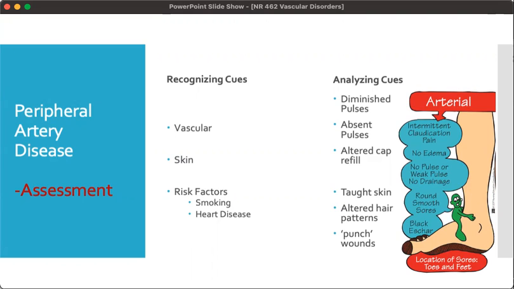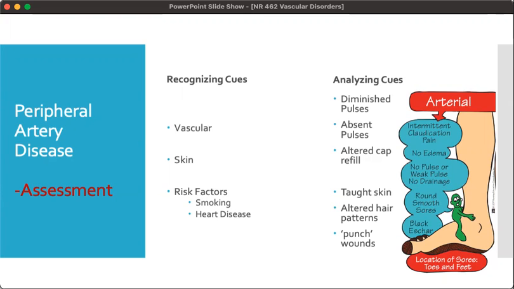These are patients who are also going to have very tight looking skin. It's almost like their lower leg, between their knee and their ankle, their calf area, has been shrink wrapped. And it's going to be disproportionately smaller and tighter looking than the upper part of their leg. They're going to have alterations in their hair patterns. Because there's so little circulation getting to the hair follicles, they're going to have very thin or patchy hair distribution.